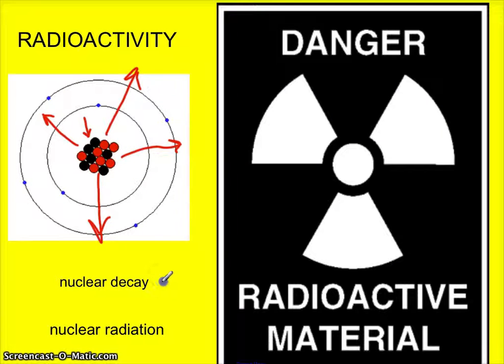And whenever you have the nucleus shooting out materials, it's called nuclear decay. That's the decay of the nucleus of a radioactive material. And anything that is released is what's called radiation, nuclear radiation. Now, don't confuse this with the radiant heat from the sun. We talked about three different kinds of heat transfer: convection, conduction, and radiation. That's just a different thing with the same term.